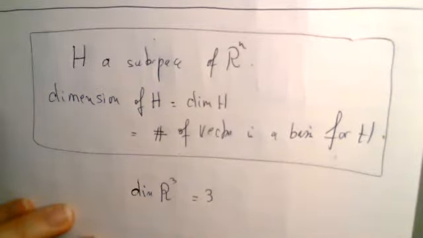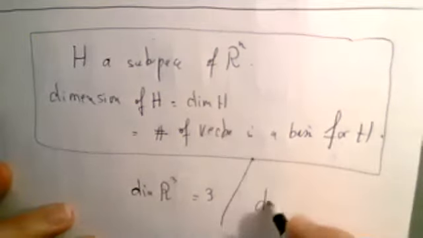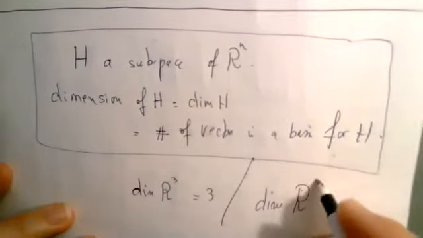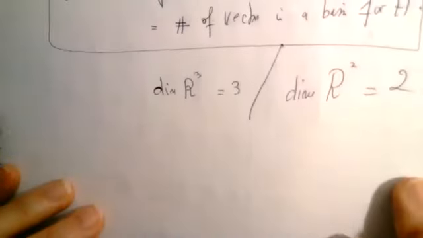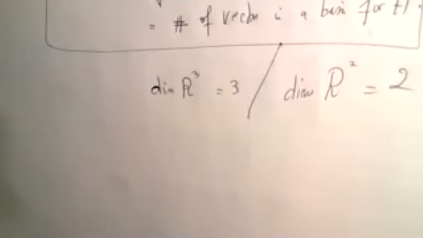You can cover R3 with 4 or 5 vectors, but a basis requires the minimum number of vectors needed to cover the space. And with this in mind, the dimension of R2 is equal to 2. Okay. Now let me give two more examples before I go back to the null space.